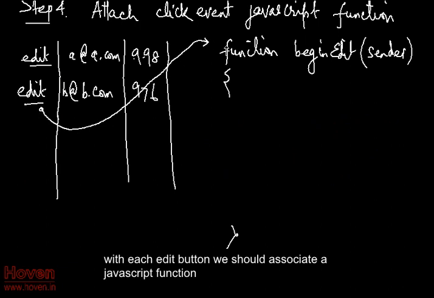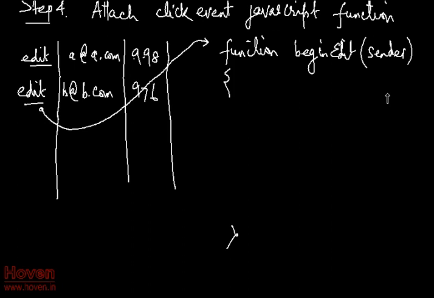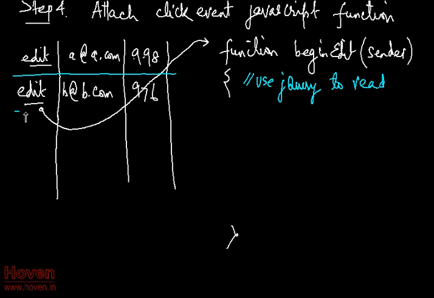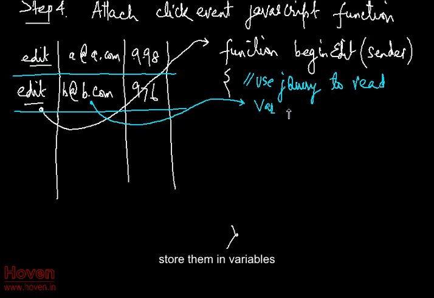With each edit button, we should associate a JavaScript function. I recommend a call like beginEdit(this). Inside this function, use jQuery to read the entries in the row. Store them in variables.